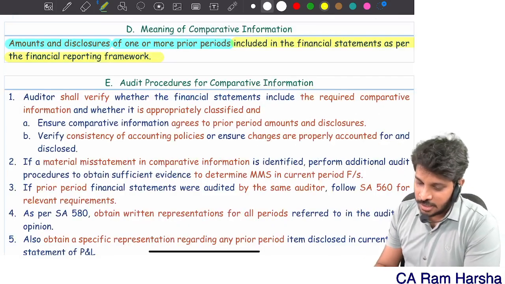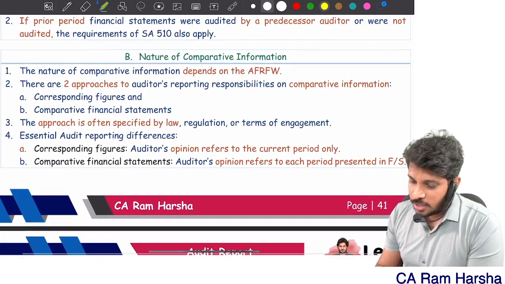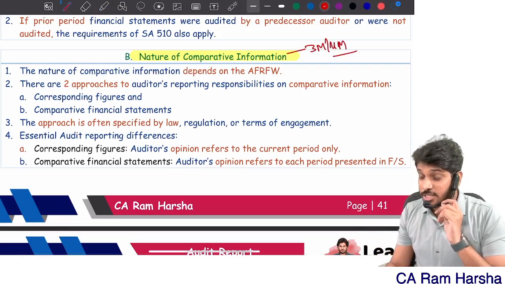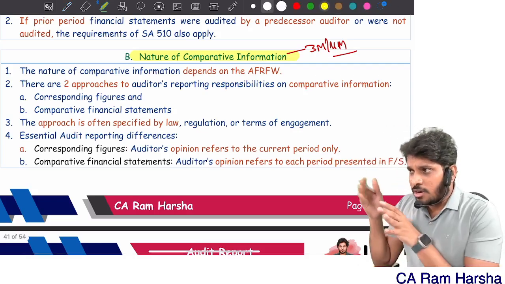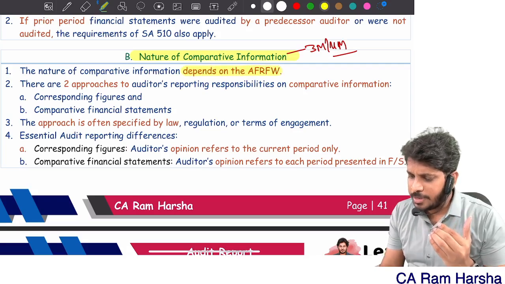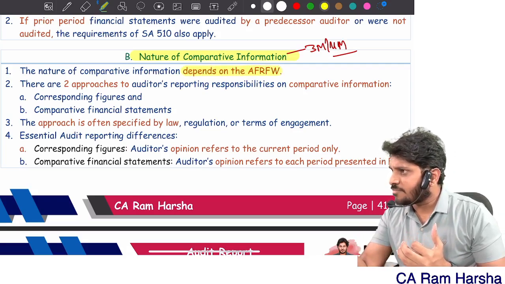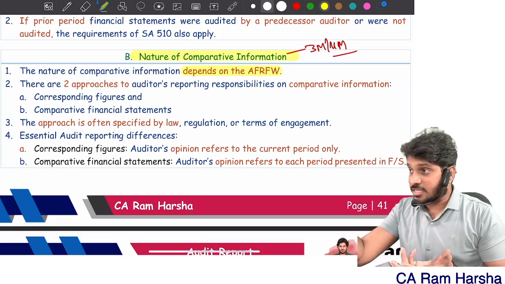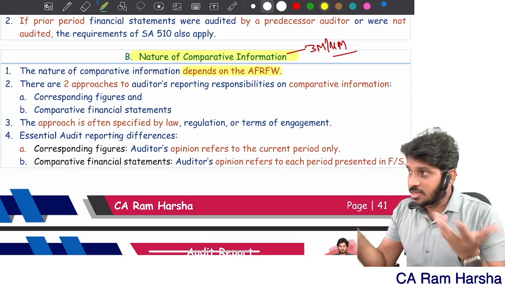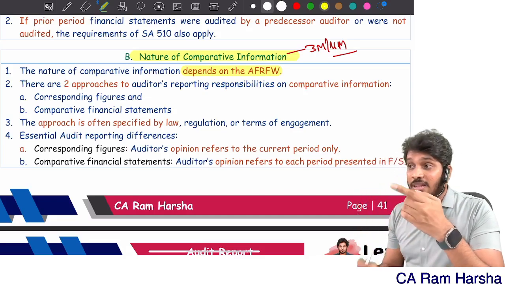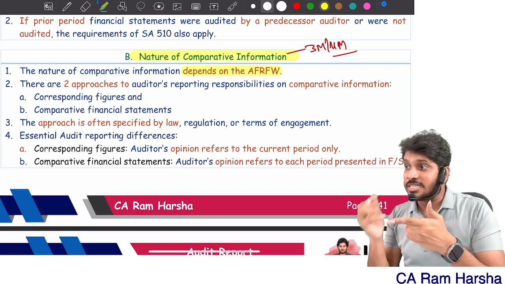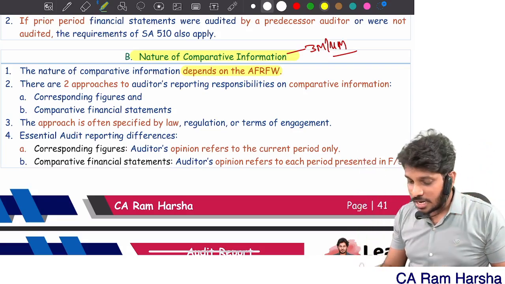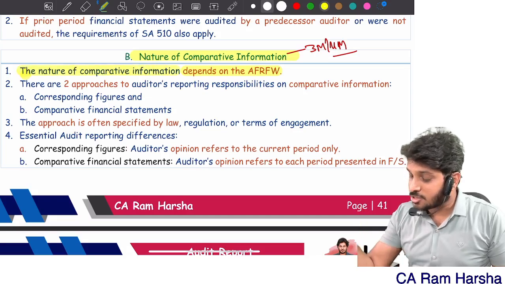Now look at the standard. What is the nature of comparative information? It could be a 3 marks or 4 marks question. How do we present comparative information? It depends upon the applicable financial reporting framework. If the applicable framework says the auditor shall give opinion on last year figures also, we give opinion on last year figures. If the applicable framework says for last year figures there is no need to give opinion, then we follow that approach accordingly. Yes or no? The nature of comparative information is decided by the applicable financial reporting framework, nothing but applicable law or regulation. Understood? The nature of comparative information depends on the applicable framework.